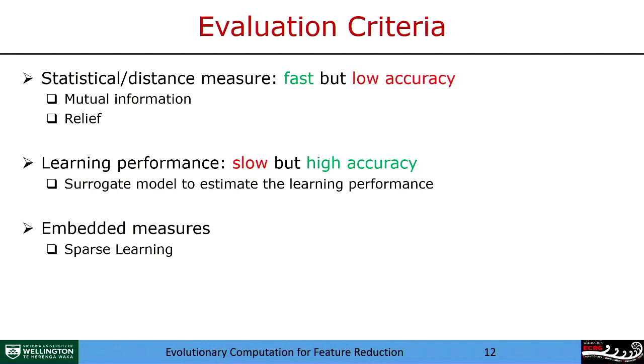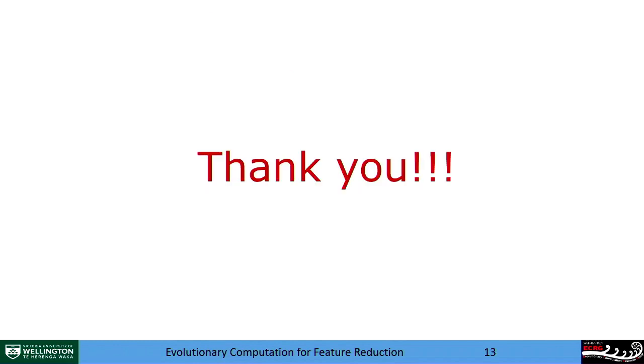And currently, we are doing the embedded methods, which are somewhere in between the first two. It is fast and it achieves good accuracy. The idea is that we're using sparse learning, where we try to learn a sparse matrix that maps from the features to the output. Then, based on the weights in the matrix, we can find out which features are important. Okay, thank you. That's very much my work.